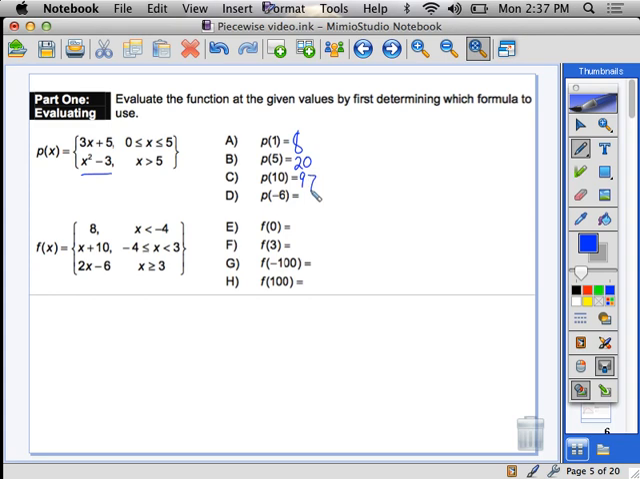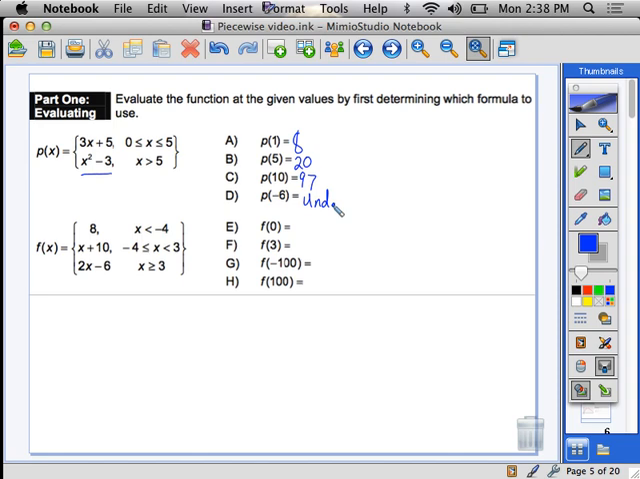And when x is negative 6, notice negative 6 is in neither of these restrictions, so it's going to be undefined. So it would just be undefined. UND stands for undefined. Okay? So there is going to be a section of the graph. If we wanted to graph it, there would be a section. Any negative numbers would not show up on the graph at all.